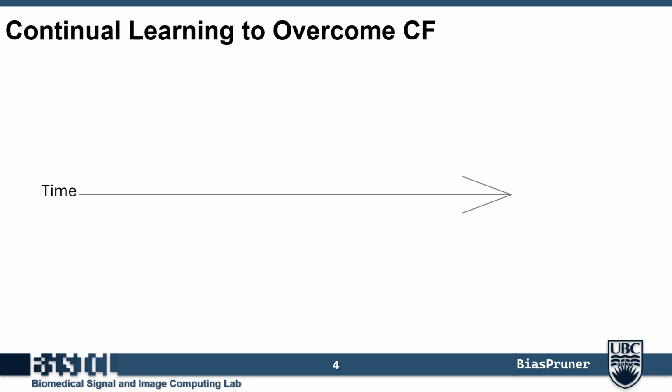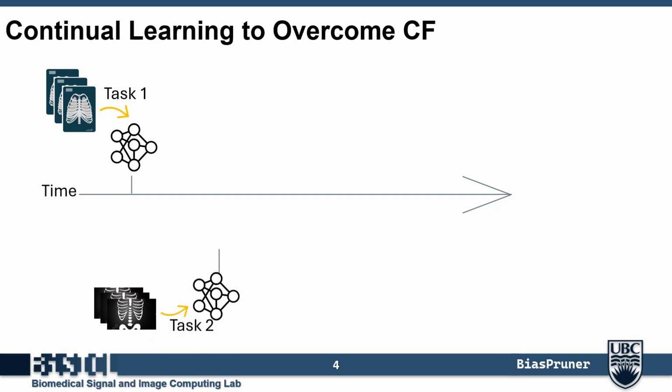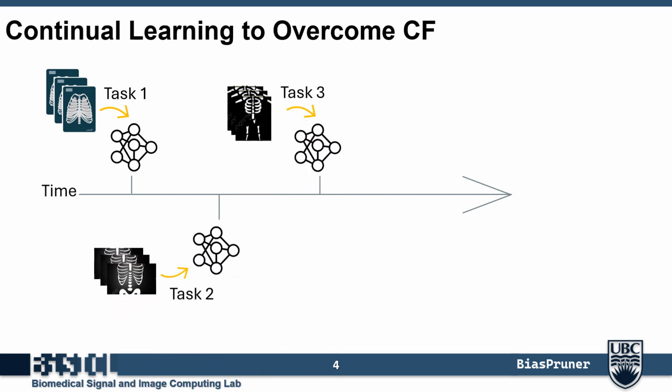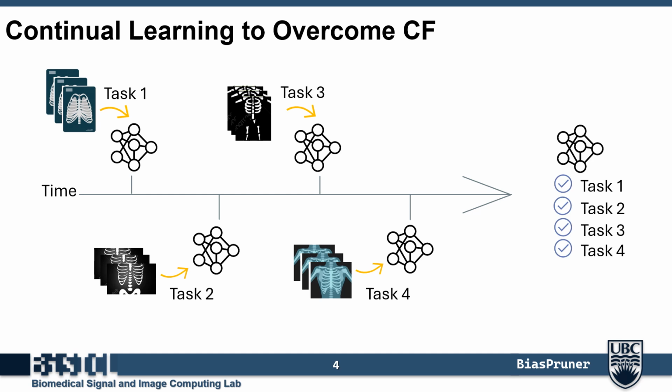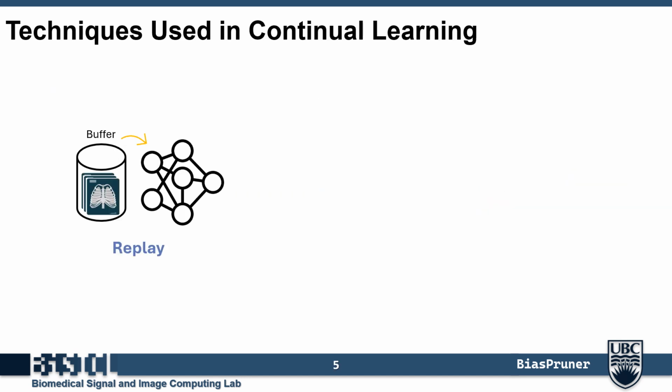To overcome catastrophic forgetting, we use continual learning. Continual learning allows deep networks to learn new tasks or data sequentially over time without forgetting the old ones. By the end of each learning step, the network can perform well on all the tasks it has learned so far.